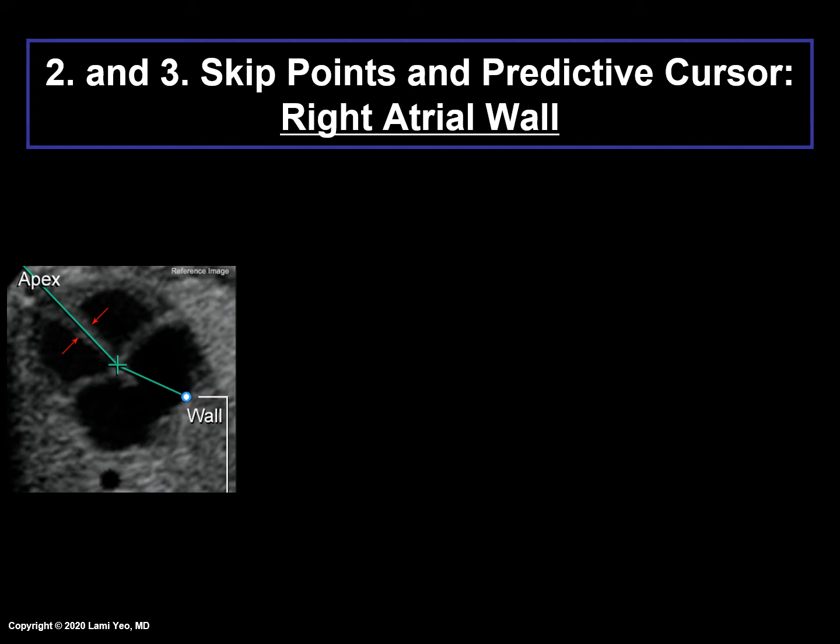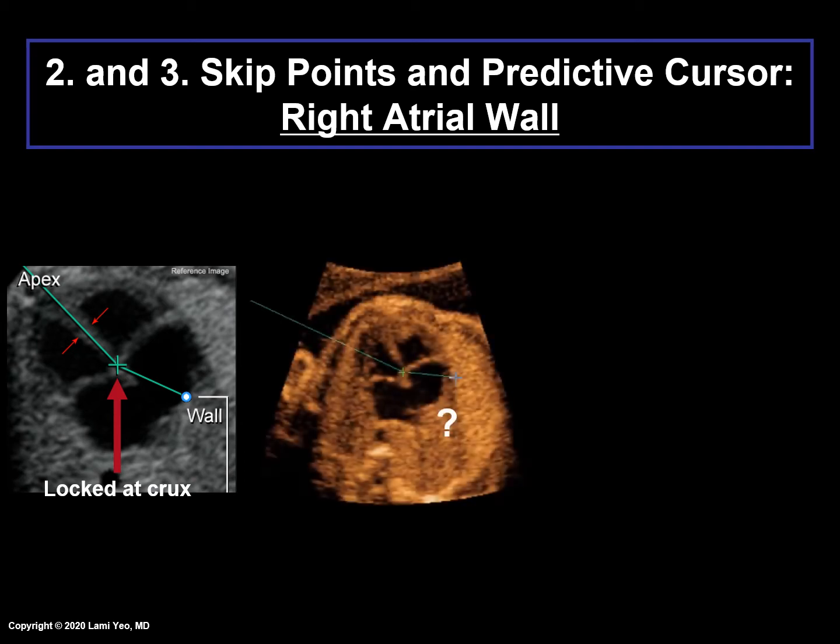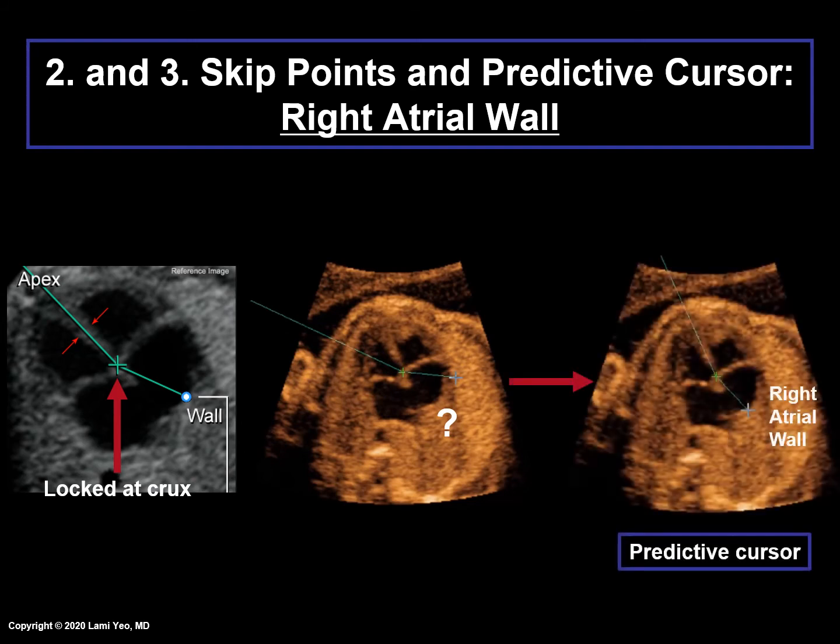Normally, after the crux is marked, an angled green line will automatically appear that is locked at the crux. The long portion of the line should be placed by the user over the ventricular septum, while the short portion of the line is used to mark the right atrial wall. Now, with predictive cursor technology, the angled green line is automatically put into place by FIND, and the cursor should already be near or at the right atrial wall for marking.